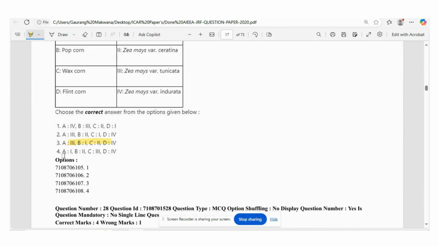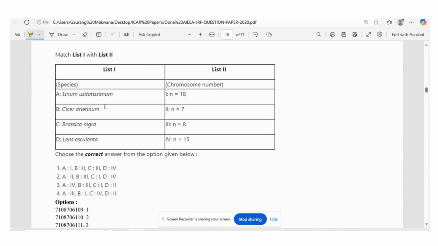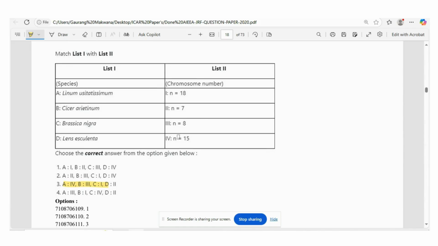Then another match the following. The species and the number of chromosomes are given. Linum usitatissimum having 15 chromosomes, so A4. This is the answer. Then B3. And C1, 18, and D2. So this is the answer.